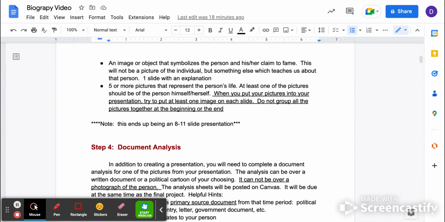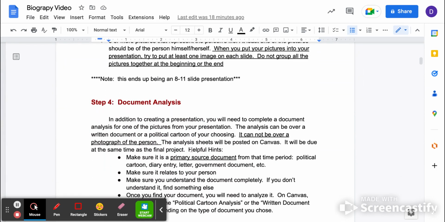Once you are done with that, you also have a document analysis. And I'll just read from this. It says, in addition to creating a presentation, you will need to complete a document analysis for one of, not necessarily pictures, for one of the documents from your presentation. The analysis, I'm giving you 2 choices on this. It can be either a written document or a political cartoon. It cannot be a photograph at all, period. Photographs are off the table for you guys.